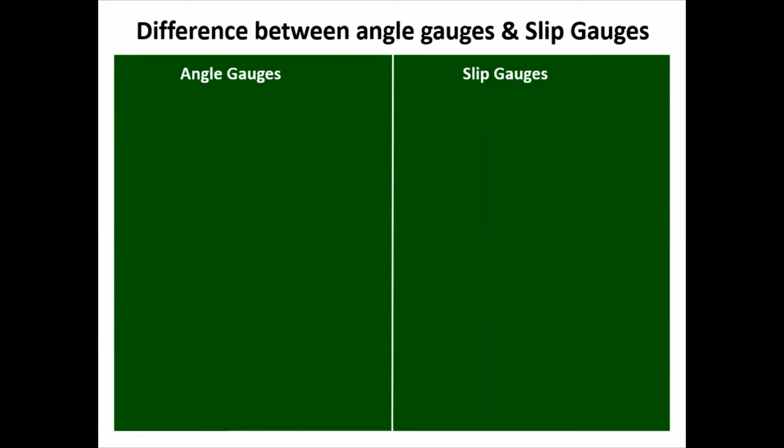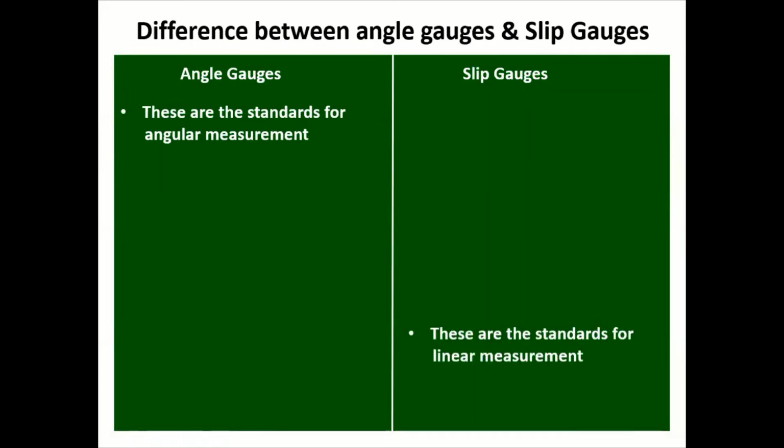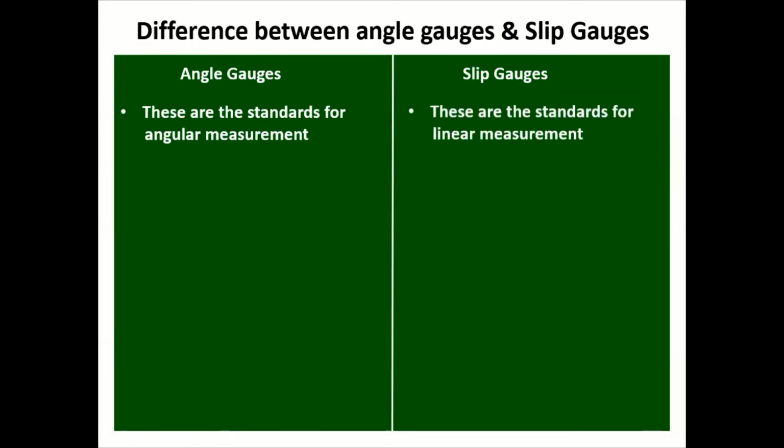Then we'll see the difference between the angle gauges and the slip gauges. First here, these are the standards for angular measurements. As we know, we are going for angular measurements, and in the slip gauges, we are going for the linear measurements, like we can measure the height or thickness, right?